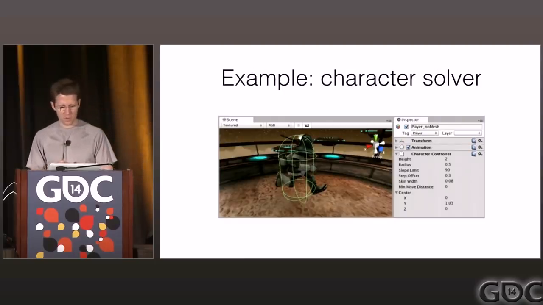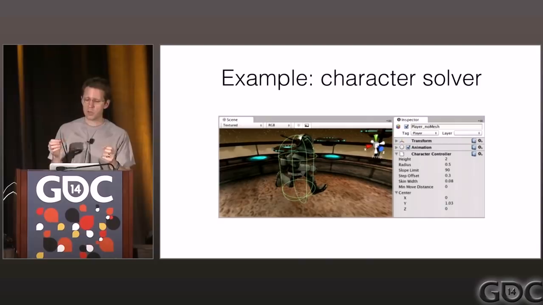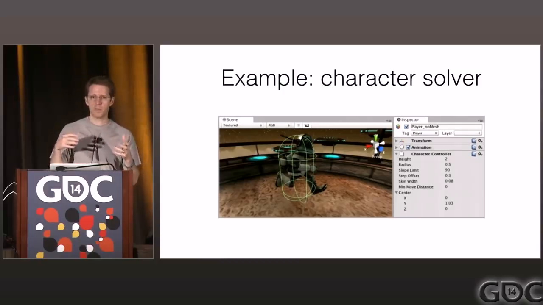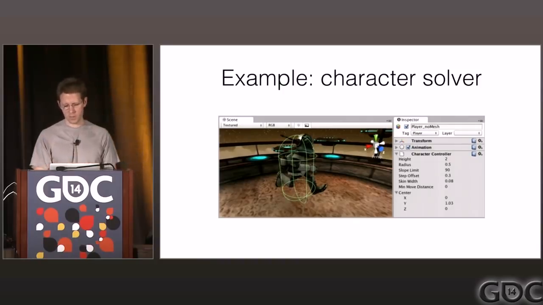Another example of a position solver is a character solver. Character solvers are used to move avatars around in the game world. And their main job is to prevent the character from moving through walls. But you may not want the motion to be governed by rigid body rules. You may want gameplay code governing the motion. So it's just purely a collision solution method.